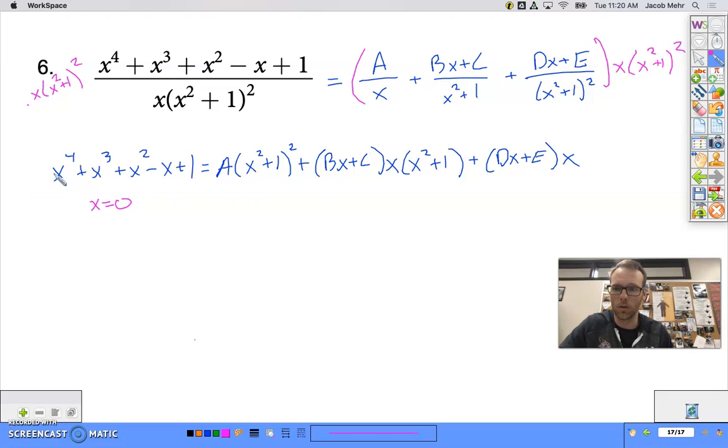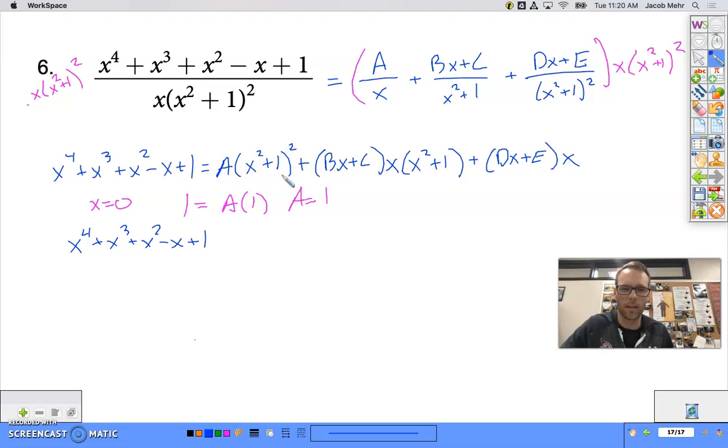If we let x equal 0, what do we have here? 0 to the fourth, 0 cubed, 0 squared, minus 0 plus 1. 1 equals a times 0 squared plus 1 squared times 1 plus 0, 0. We just got a. A is 1. So that at least can reduce us down to 4 variables. And let's put a in now. So if a is 1, then this is just x squared plus 1 squared.